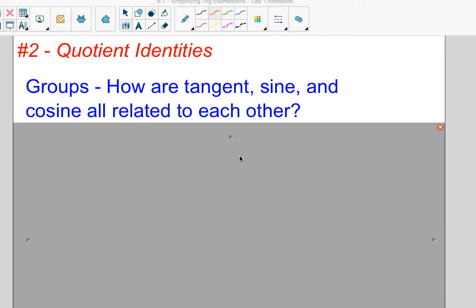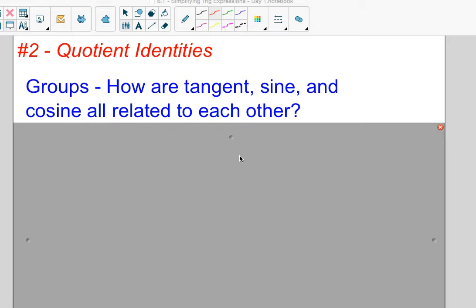Video two is quotient identities. So, I want you to just think about in your head now how tangent, sine, and cosine could be all related to each other. And you can think of it in terms of x's and y's and r's and things like that.